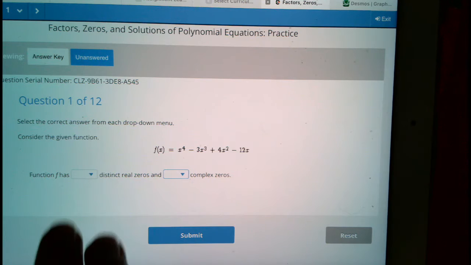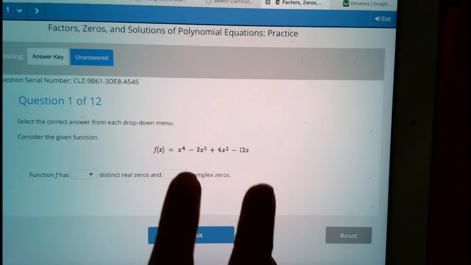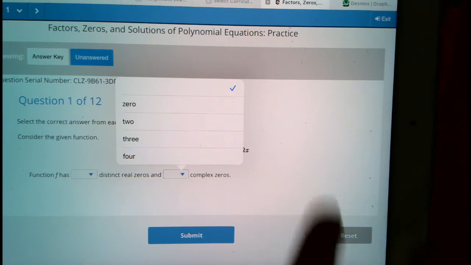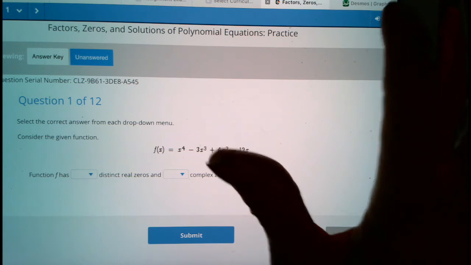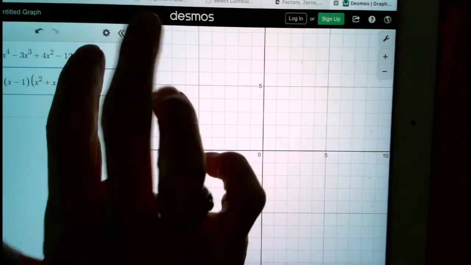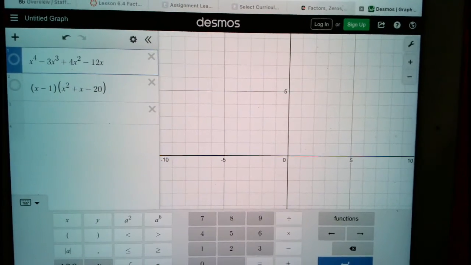And then when we look down here, function f, that's our function that we're given, has 0, 2, 3, or 4 distinct real zeros, and then how many complex zeros? So 0, 2, 3, 4. And I guess the best advice that I can give you for a problem like this, and a lot of what you're doing on this section, is to make it as easy as possible, is to type it into Desmos. So I'm going to flip over here to Desmos, and I'm going to look at this. I scoot this over a little bit. We'll turn on my first equation here.